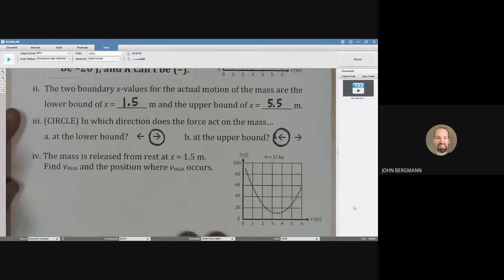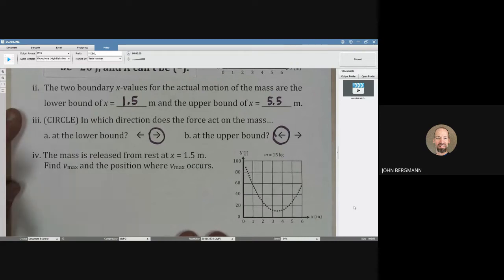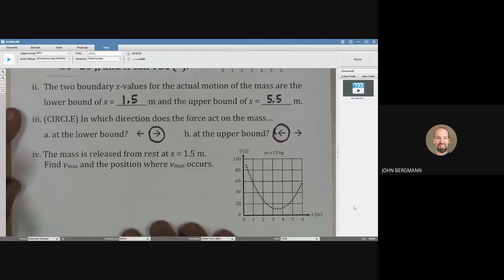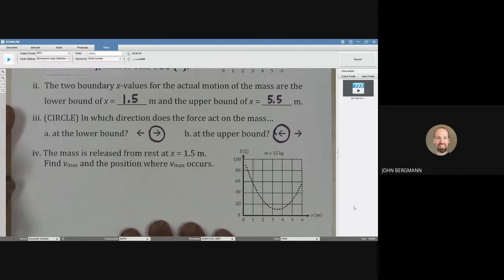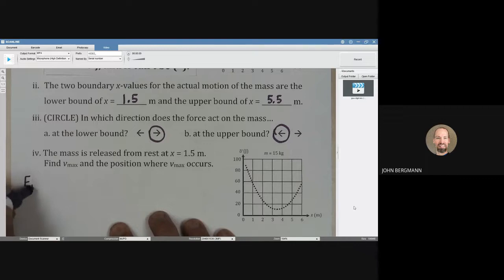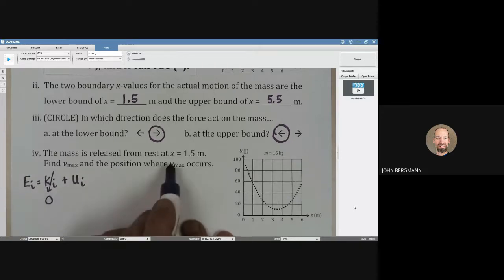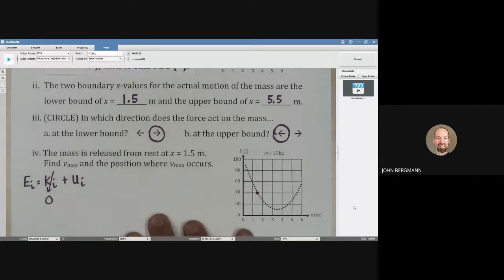Let's try number 4 here. The mass is released from rest at x equals 1.5 meters. Find Vmax and the position where Vmax occurs. All right, we're going to assume that energy is conserved. So the initial energy is the initial kinetic plus the initial potential. If it's released from rest, that means the initial kinetic is 0, and it's released at 1.5 meters, which according to our graph, potential energy is 40 right there.